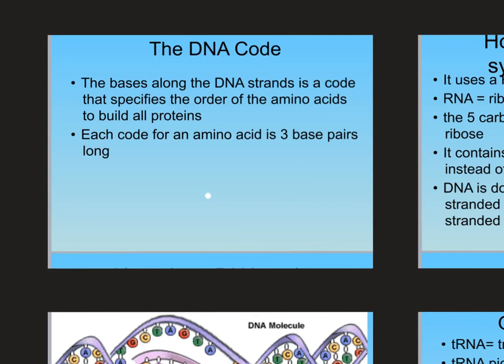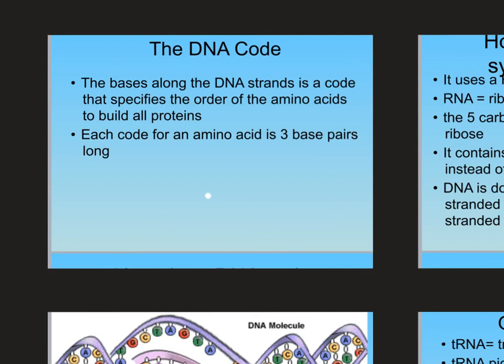We left off with genetics and DNA. So the DNA code are bases along the DNA strand, and that's a code that specifies the order of amino acids. And if you remember, your amino acids are to build your proteins because your entire body is made up of proteins. So each code for an amino acid is 3 base pairs long.